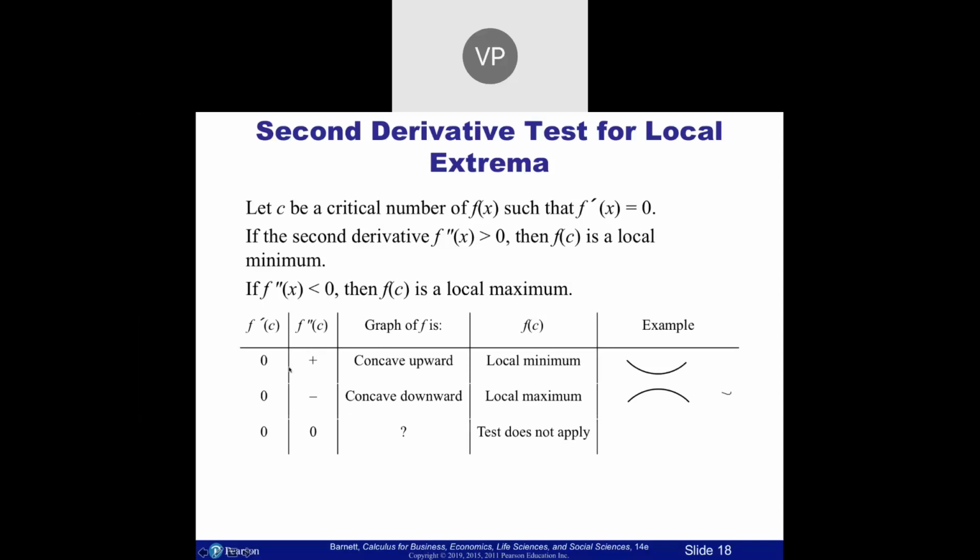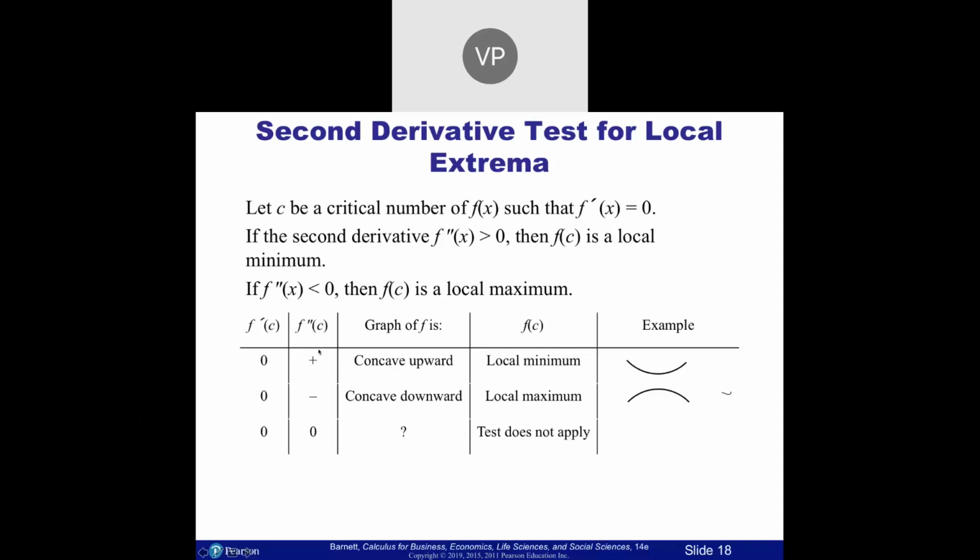You look at these things here, they just tell you that if you plug an x value into the first derivative, it's 0, and it's also 0 in the second, remember what that means: a second derivative of 0 means it's an inflection point. So if you have a value that's possibly a local max or min, but it's an inflection point, it's going to be kind of hard to tell what's going on. You may not get a conclusion, and that's what they're saying when the test doesn't apply. It's only when you get a positive or negative number in the second derivative that you know it's a min or a max.